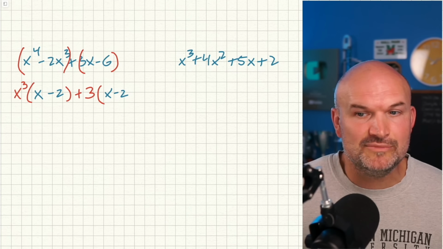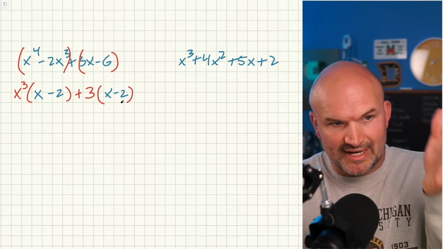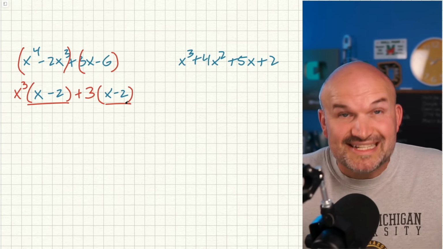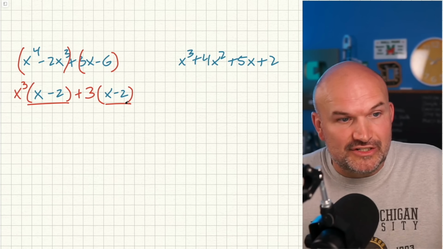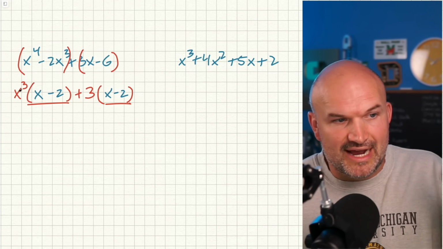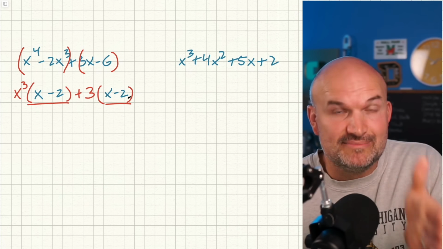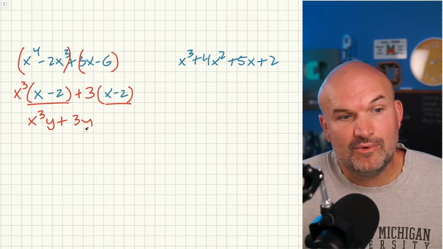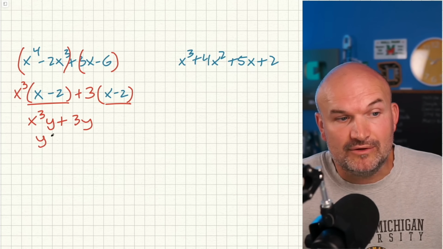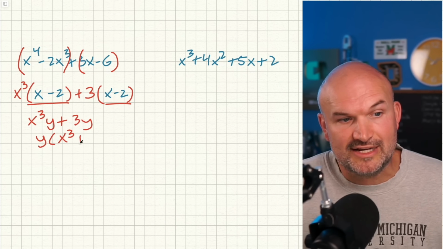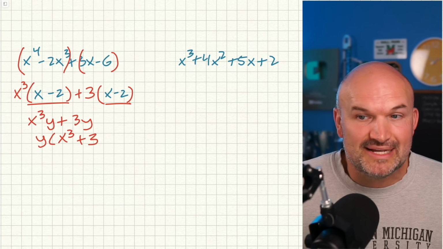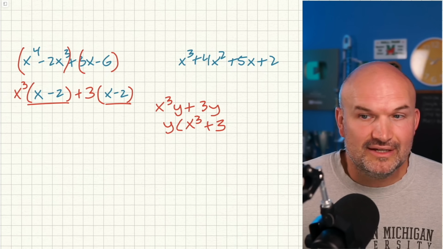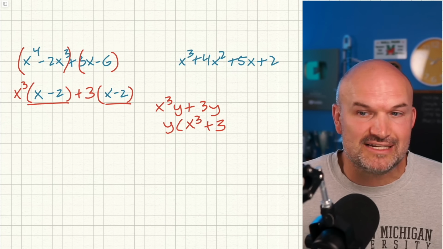Now, this is very important, and I'm using the color choice on purpose, because I need you to understand that these two expressions are exactly the same. They are a common factor of this whole expression. I have x cubed times x minus 2, and I have 3 times x minus 2. Just like if we had x cubed y plus 3y, I could factor out the y and be left with x cubed plus 3. This is the exact same idea. The only difference is that instead of a y, we have an expression, x minus 2.